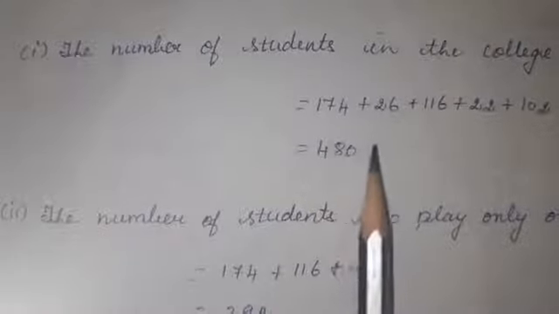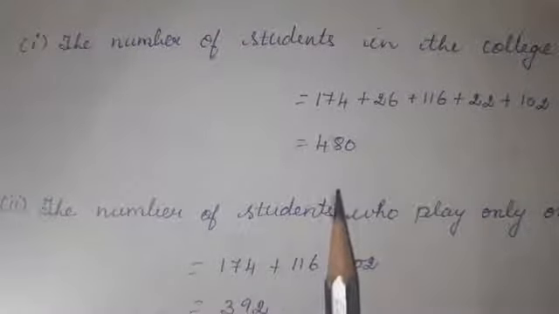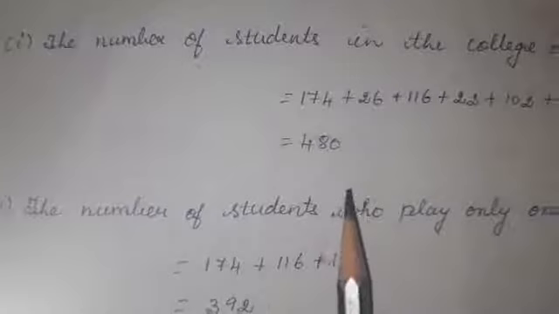The answer you are getting is 480. This is the total number of students in that college. You should add all the answers. The second question is: find the number of students who play only one game.